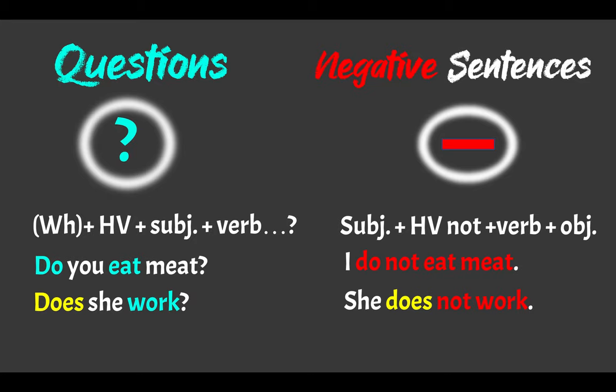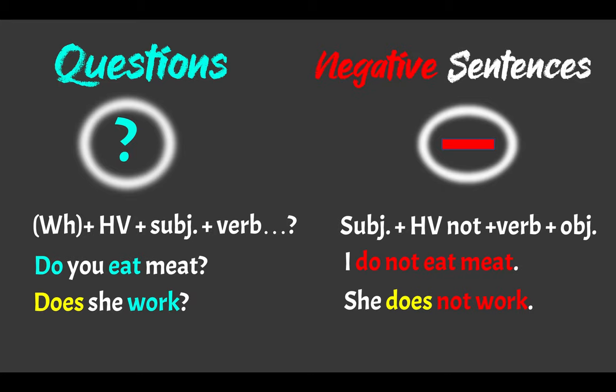For example, do you eat meat? For the third person singular it would be, does she work? So does she work, not do she work, okay? Does she work?